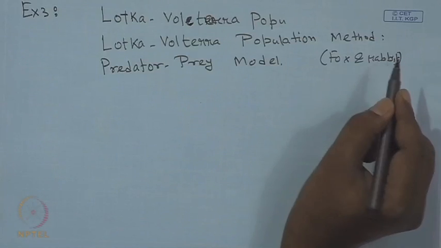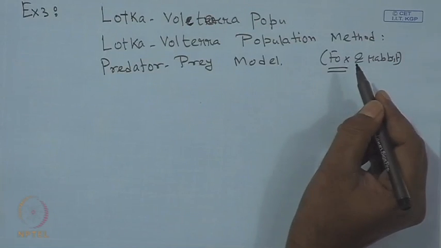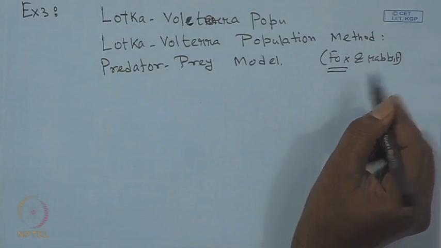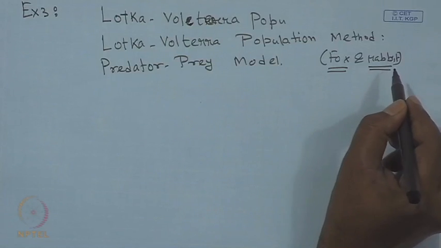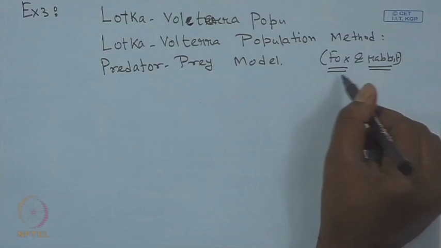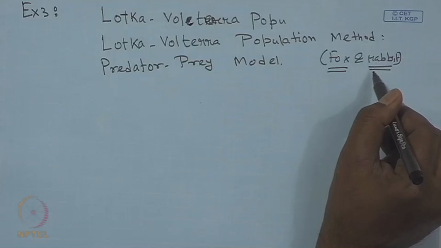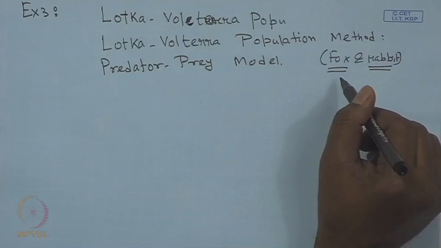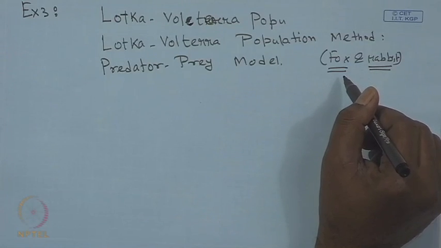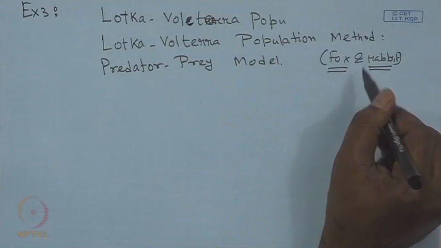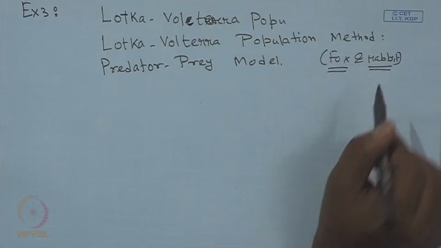If the population of the fox increases, then the population of the rabbit decreases. Once the population of rabbit decreases, then because of scarcity of food, the population of the fox decreases and the population of rabbit increases, and it keeps on going like that.